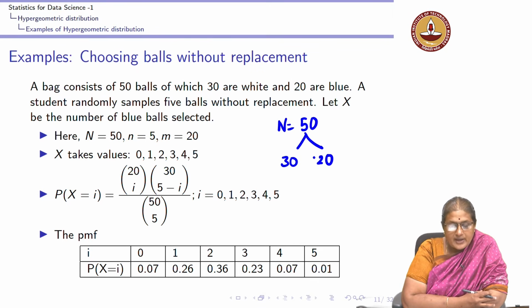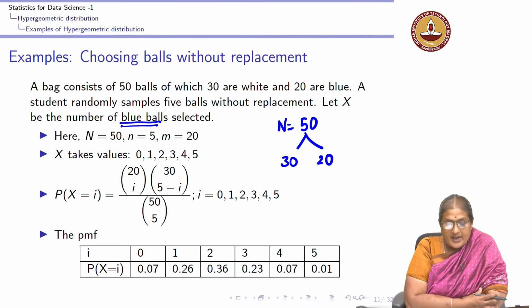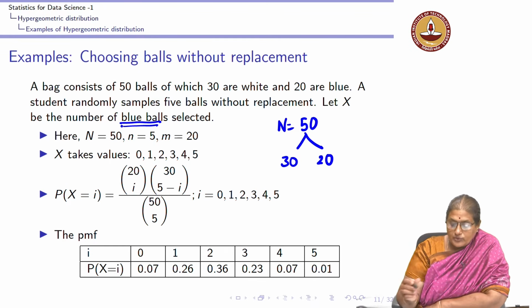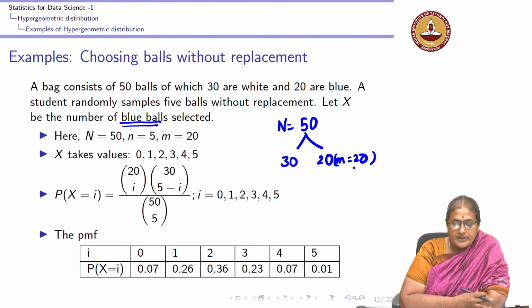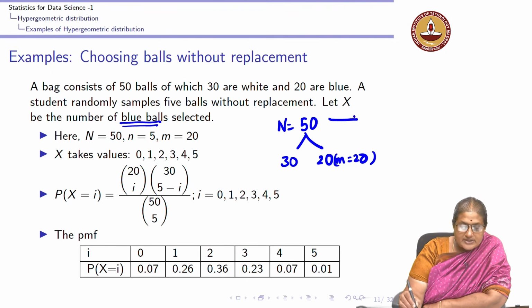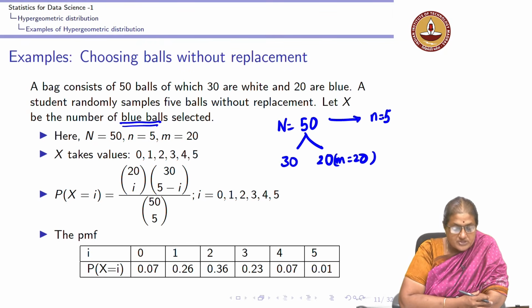Now, my M and N would depend on what is the distribution I am seeking here. I am seeking X to be the number of blue balls. So, my M equal to 20 and my N minus M equal to 30. Now, the student samples 5 balls. So, my small n equal to 5 and this is without replacement.